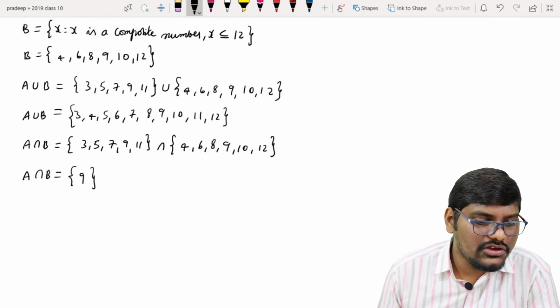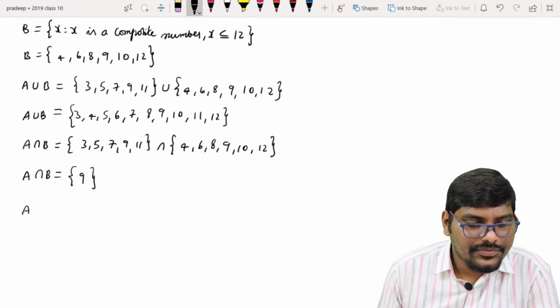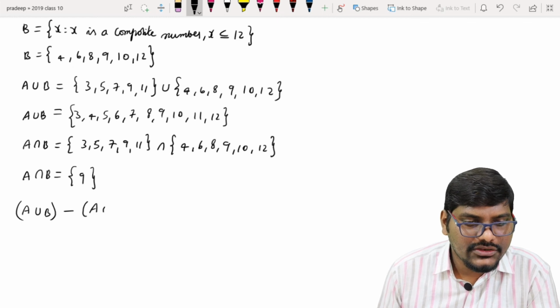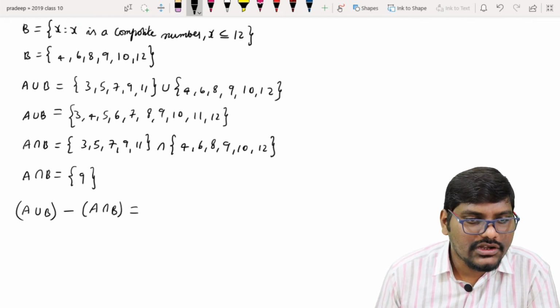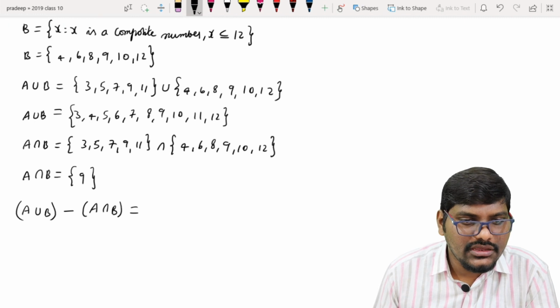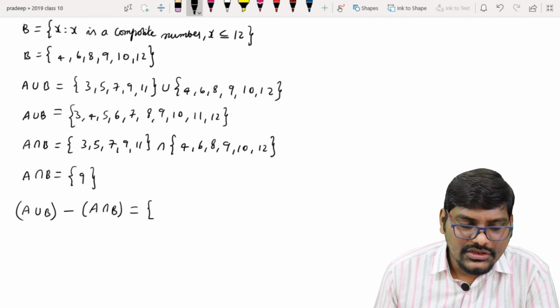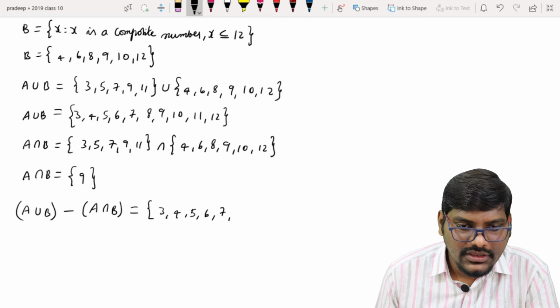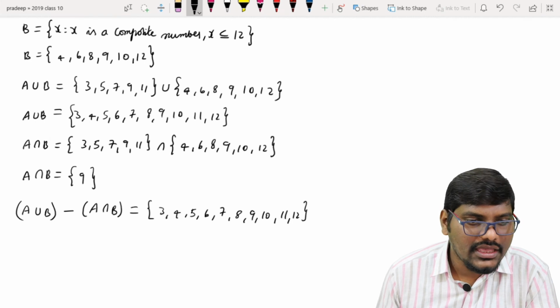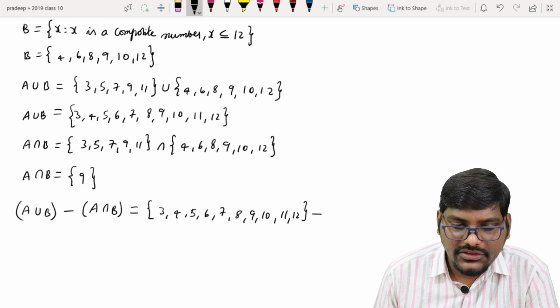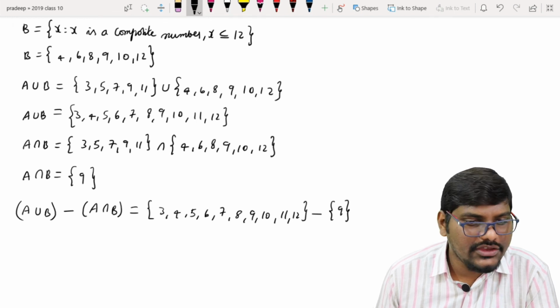Alright, now we'll go for A union B minus A intersection B. So what is A union B? We got this as the A union B. So we'll write that A union B here. We get 3 4 5 6 7 8 9 10 11 12. This is the A union B. Let's write A intersection B. So this is A intersection B. So I can write minus 9 as the A intersection B.